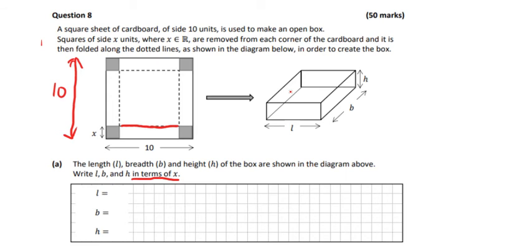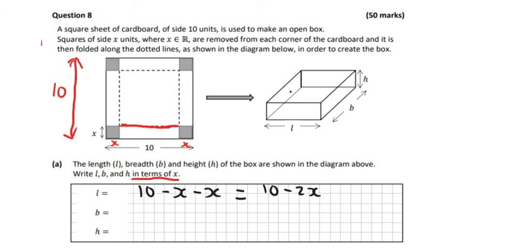So if you're thinking about what the length of that would be, the whole thing is 10, but you have to take away an x, because the width of this little bit here is x. So you're going to have to take away x on one side and then take away x again. So it'll be 10 minus x, and you can simplify that into 10 minus 2x. So that's the length of it.